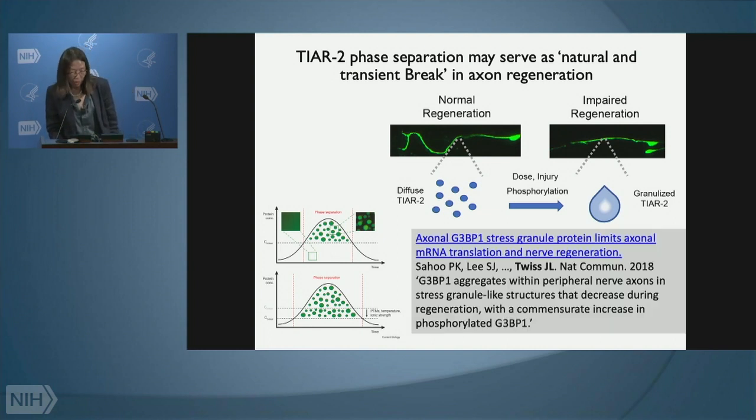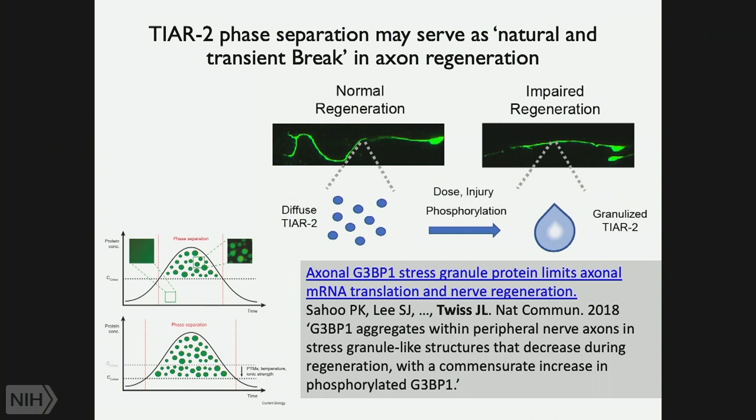So this study was at about the same time, and very nicely synergized with Jeff Twiss's work using mouse sciatic nerve, where they identified a canonical binding factor of TIA protein called G3BP1, which also undergoes formation of granules in a phosphorylation-dependent manner. So it appears that perhaps liquid-liquid phase separation in axons could be a conserved mechanism from C. elegans to mammals, perhaps to human as well.